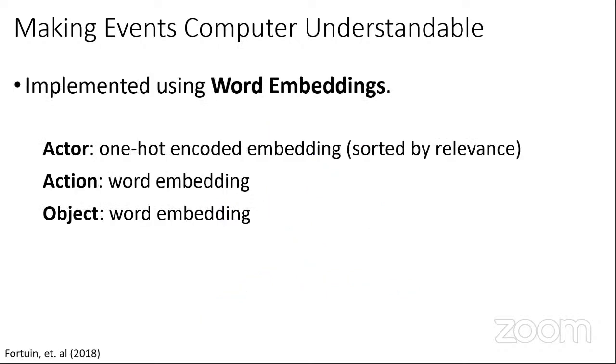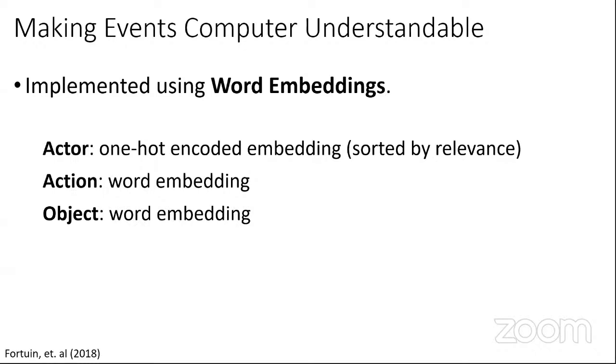So going a little more specific, the way we implemented the transformation here is by using word embeddings for the action and object elements. But for the actor, I opted to use a one-hot encoded embedding, and this is sorted by relevance. Now, this means that we have, let's say, for example, a 10 list. And then for that list, we would just say a yes or a no, depending on what character is doing which action. And since we are sorting it by relevance, the expectation is the main character will most likely be in the first or the second spot. The relevance here is gauged by the number of actions that are associated with the said actor.